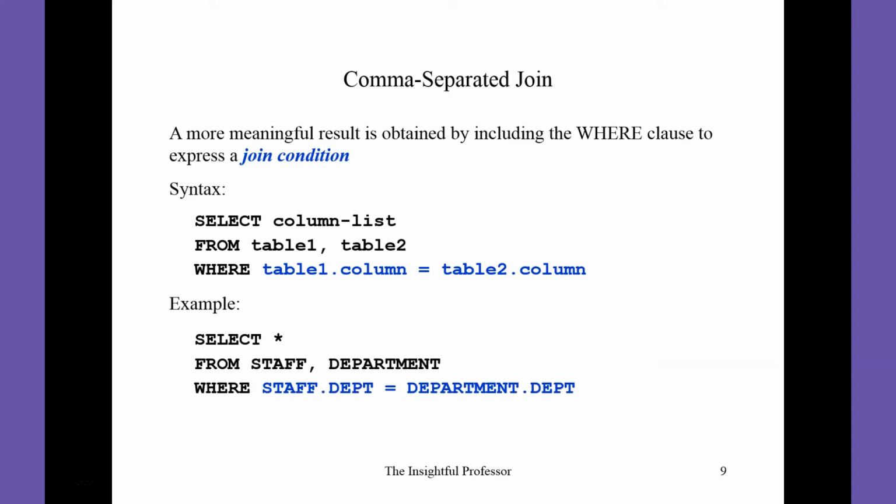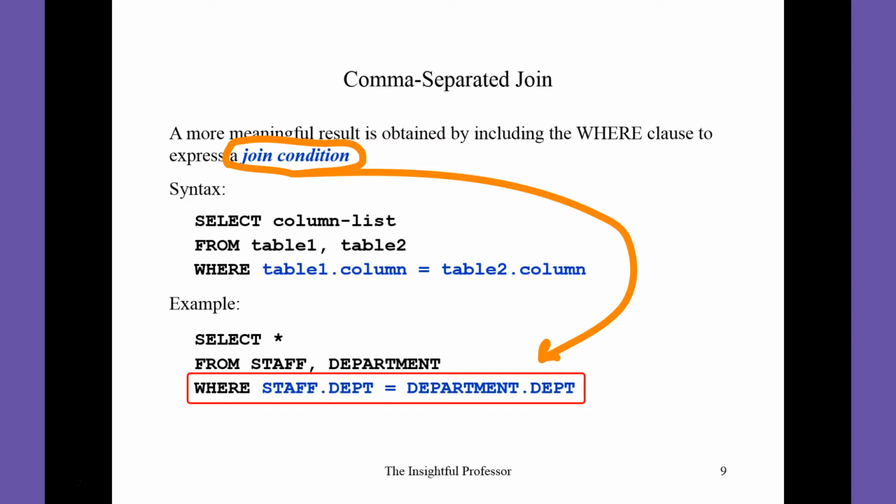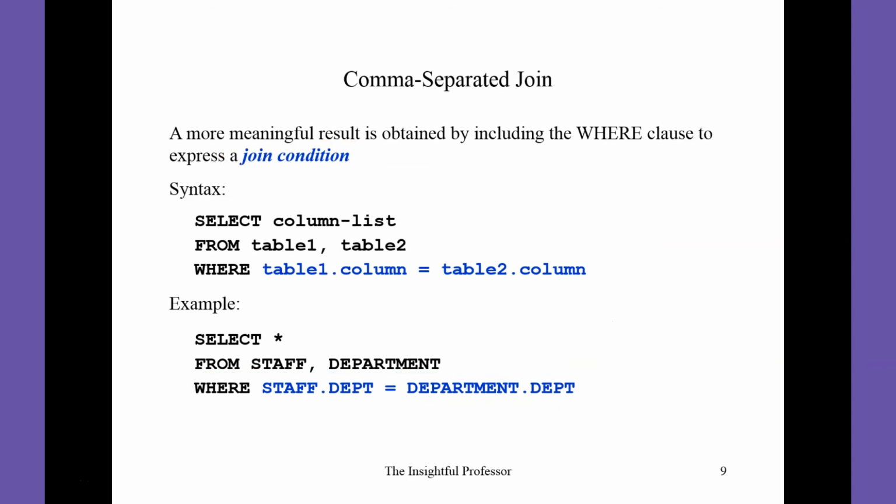In our example, we're extending our cross product and refining it in some way by including this join condition that says the value in the department column of the staff table must be equal to the value of the department column in the department table. In this form of join, which includes a where clause, we express the relationship or the join condition that forms the basis of relating, hence joining the rows, within this where clause.